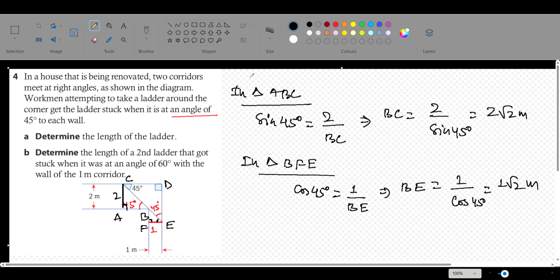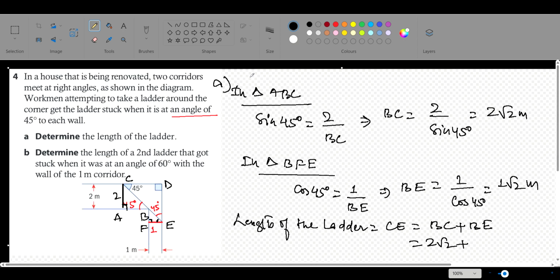Now we have the length of the ladder. So the length of the ladder would be CE. And what is the CE? That is BC plus BE. BC is 2 root 2 plus 1 root 2. So it is 3 root 2 meter. If you want to get the actual value, that is 4.24.